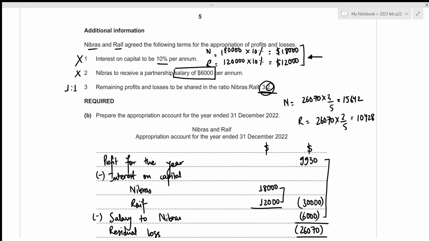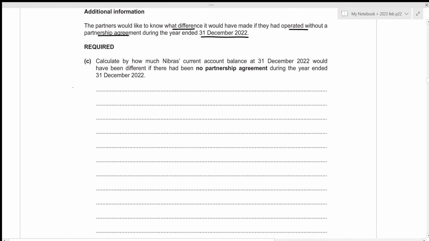Because if there is an absence of partnership agreement, then the profits and losses are to be shared equally among our partners. All right. Now the question is, calculate by how much Nibras's current account balance at 31st December 2022 would have been different if he had no partnership agreement during the year ended 31st December 2022. So we first require Nibras's current account balance. If there had been the partnership agreement that we did before, then we have to prepare Nibras's current account balance again to see what the balance would have been if there was no partnership agreement. Okay, so let's figure it out for with agreement.